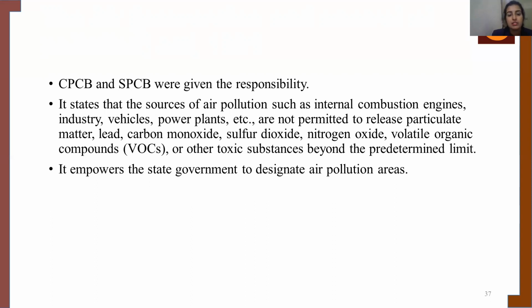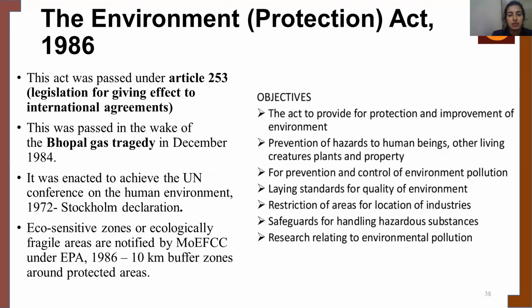So these industries are not allowed to emit these substances beyond the limit which is given. It also empowers the state government to designate air pollution areas. Then the next act which we are going to look into is the Environmental Protection Act 1986.